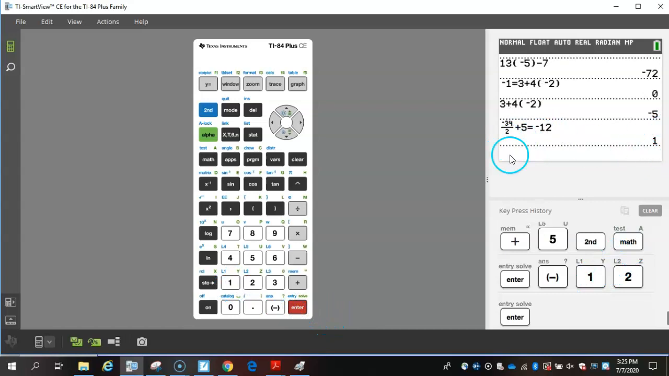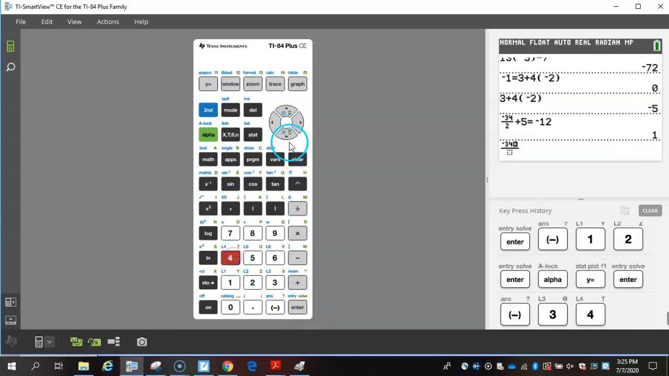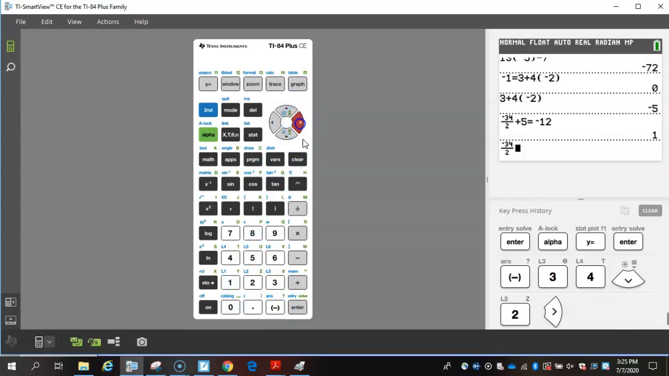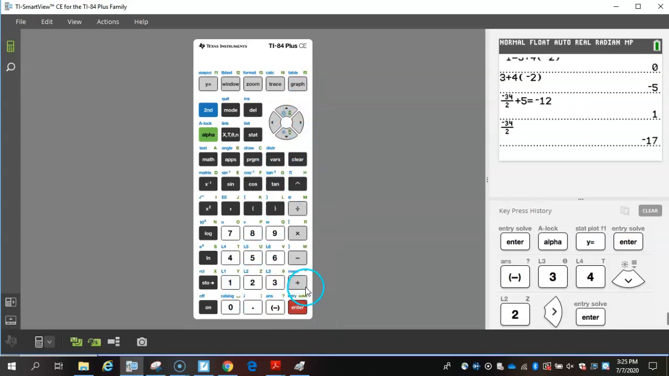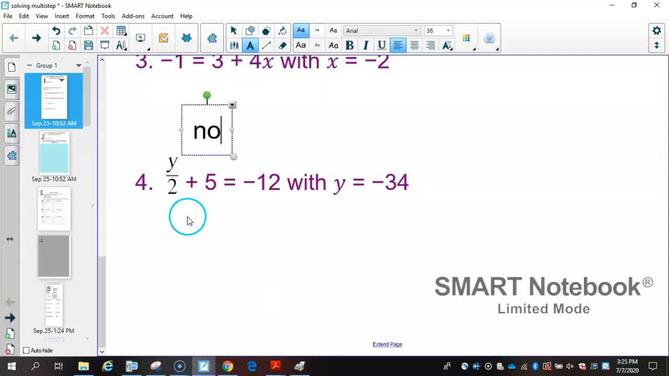And this one told me that this is correct. So if I were to do negative 34 over 2, well, I know that's negative 17. Negative 17 plus 5 is negative 12. And I can do that part again just so you see it. So negative 34 over 2 plus 5 is negative 12, which is what we wanted. So negative 34 is a solution.